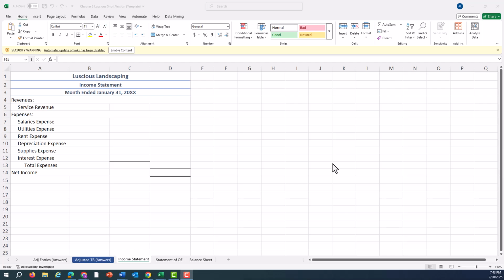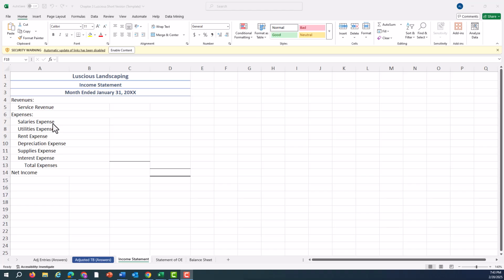So now that Luscious Landscaping has done all the necessary adjustments to be GAAP compliant, they have all of the revenues and expenses on the books that have to be on the books for the accounting period that we are accounting for. We are ready to make our financial statements.